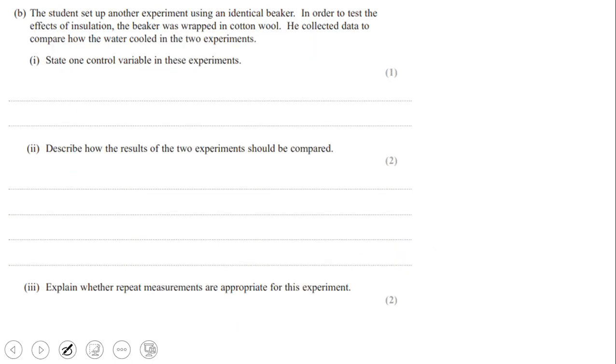The students set up another experiment using an identical beaker in order to test the effect of insulation. The beaker was wrapped in cotton wool. He collected data to compare how the water cooled in the two experiments. State one control variable in these experiments.